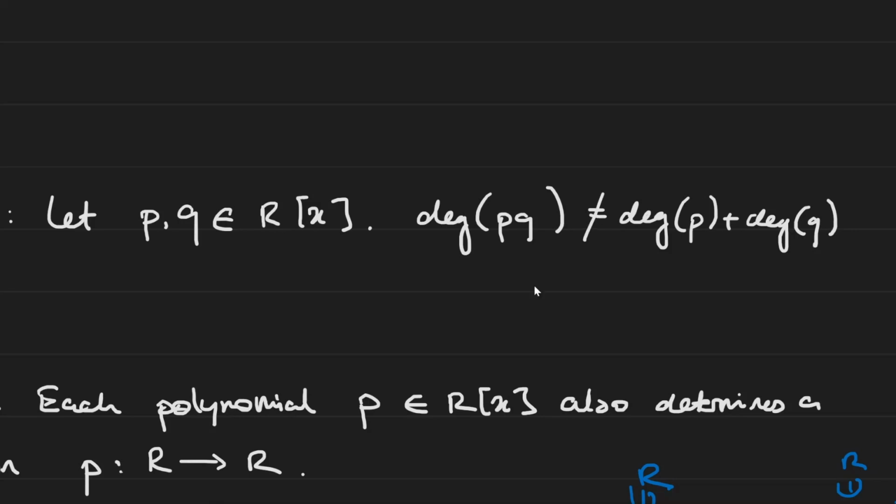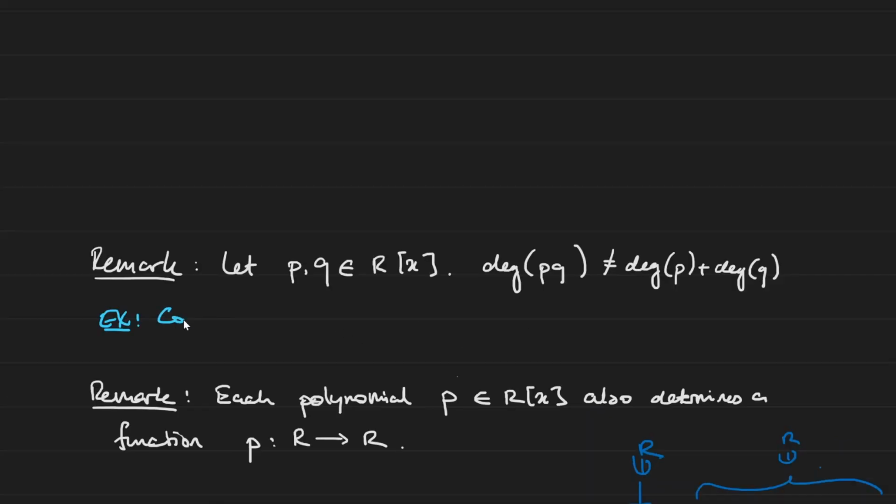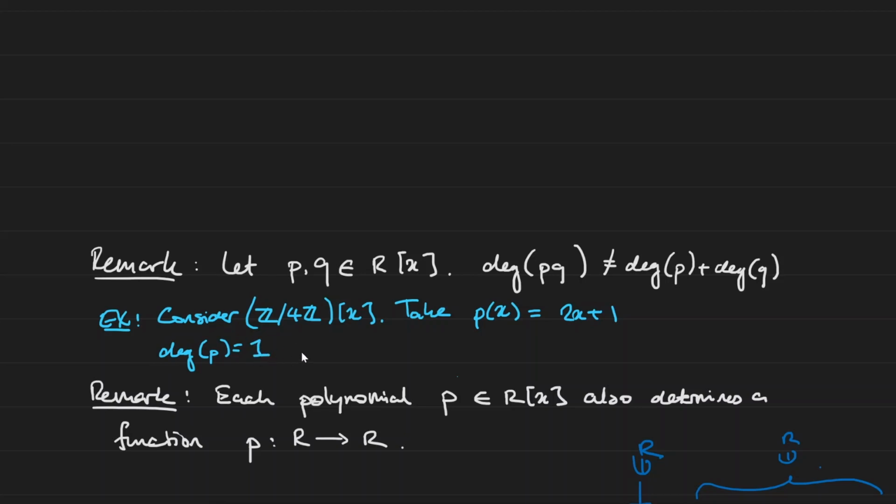However, this is not true in general for rings, and I'll give you an example of that. Consider the polynomial ring Z mod 4Z, but I take this and join x, so it's the polynomial ring over the integers mod 4. And we're going to take p of x to be equal to 2x plus 1, which lies inside of this polynomial ring. Then the degree of p is equal to 1, it's a linear function. But if you take a look at the polynomial p squared, that's (2x plus 1) squared, which is equal to 4x squared plus 4x plus 1.